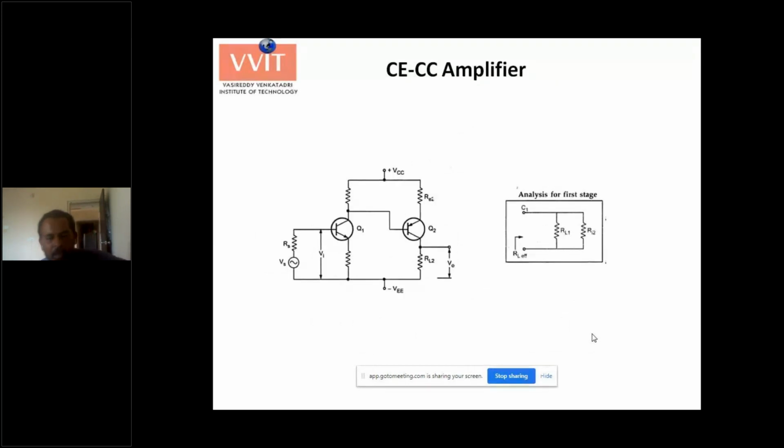Then, in a similar way, you may be asked to perform CE/CC analysis. What are the characteristics of a CC amplifier in terms of input and output resistances? CC gives high input resistance, low output resistance, very low. The output resistance is in the order of ohms, a few tens of ohms. Am I correct? I hope so.